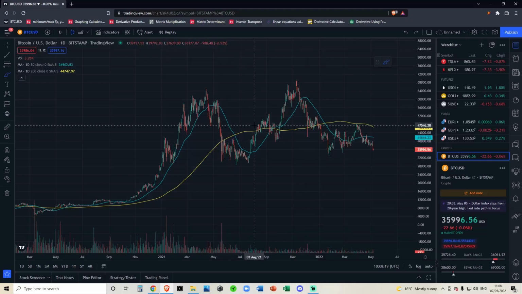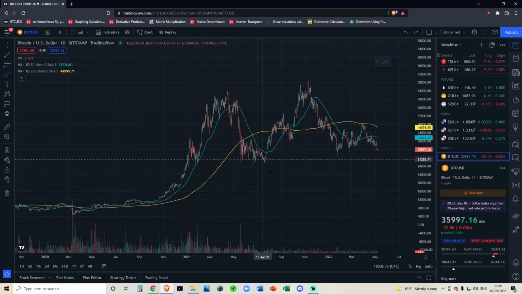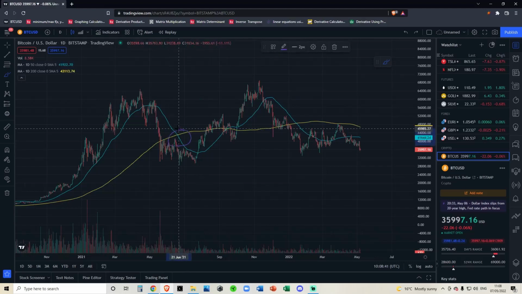Now, what does that mean in layman's terms? Well, it simply means that this blue line here, which is the 50-day moving average, takes in data points from the past 50 days. When this crosses below your 200-day moving average, it simply means that the data in the past 50 days has been more bearish than the data in the past 200 days. And as you can see, we would have a death cross.